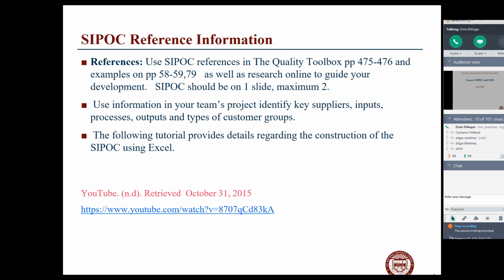All right. There are some more references. You can go back to the quality toolkit. There are other things. It should be on one side. As I said, the intent is to be big picture. You can go on two if you have to, if you just can't figure out the formatting. But don't go to any more than two slides in developing your SIPOC.